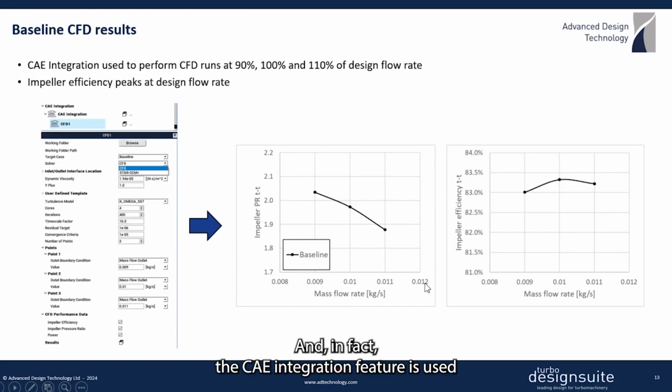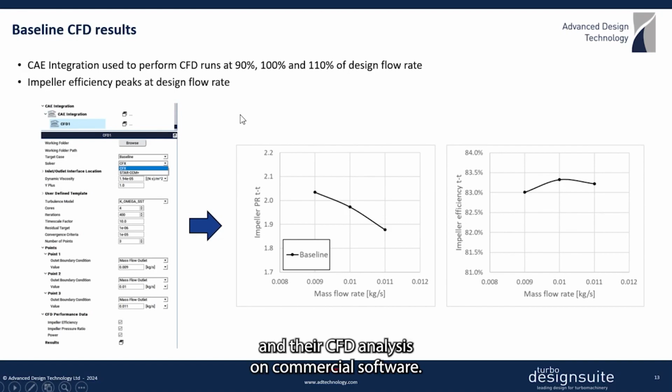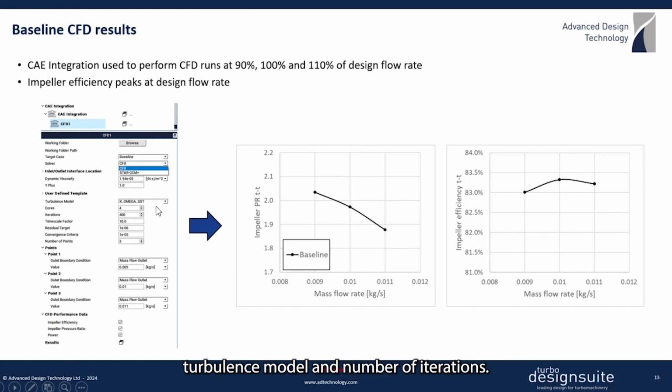And in fact, the CAE integration feature is used, which provides a direct link between your blade designs in Turbo Design 1 and their CFD analysis on commercial software. So all you need to do is add a CFD connection, and then in this window you specify which case you want to run CFD on, after which you have the option to choose between ANSYS CFX and Star CCM Plus, and then provide some other CFD settings such as wall plus value, turbulence model, and number of iterations.